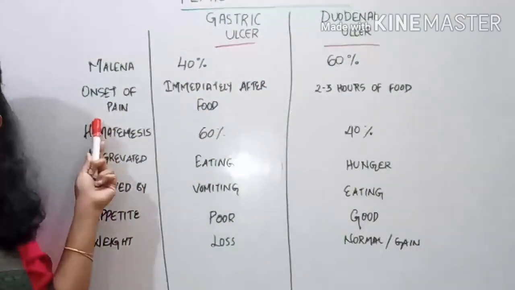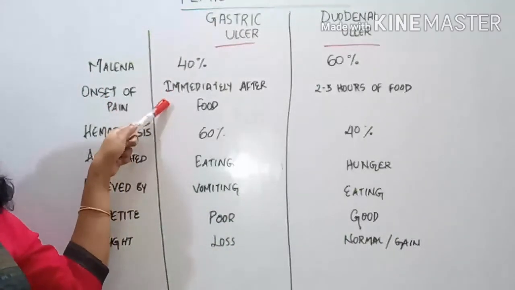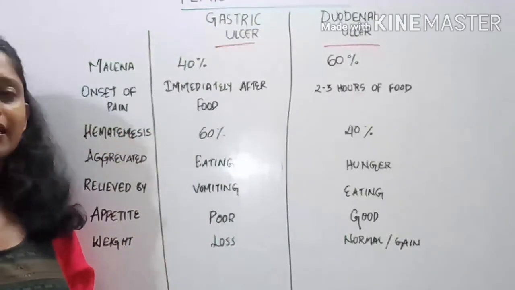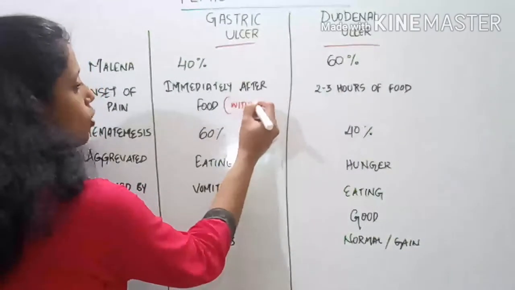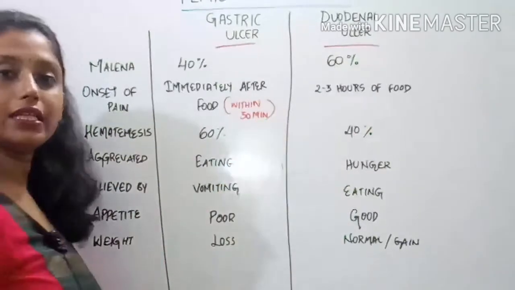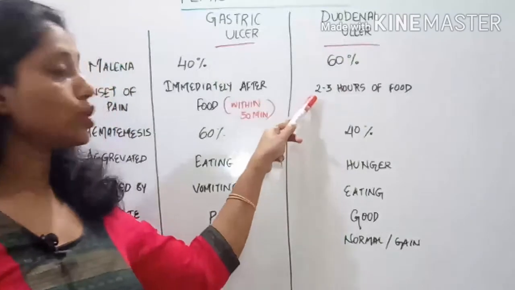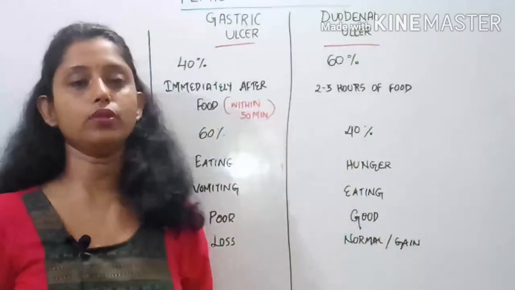Next, onset of pain. So when the pain starts, in case of gastric ulcer, it usually starts immediately after eating food. That is, it can take at least within 30 minutes of ingesting food. Within 30 minutes. And in case of duodenal ulcer, it is 2 to 3 hours after eating food.